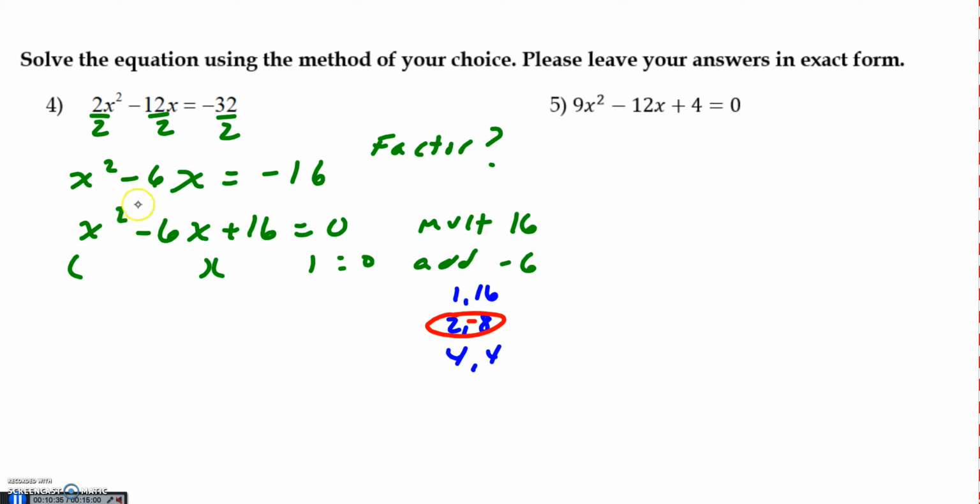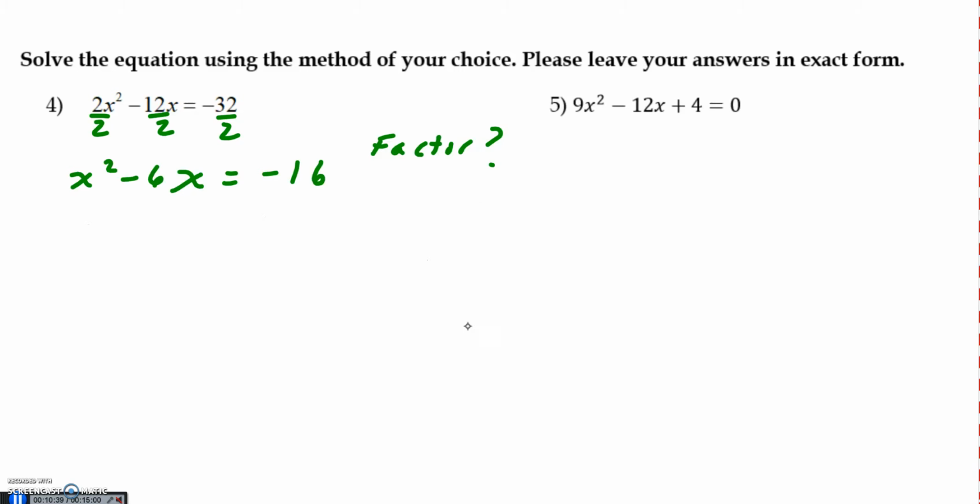So unfortunately, no, this one cannot factor. So I'm going to put a big old no, it cannot. So when something can't factor, I have to decide between completing the square and quadratic formula. Because I have a lead number of 1 and I have an even b term, I'm going to go ahead and complete the square.